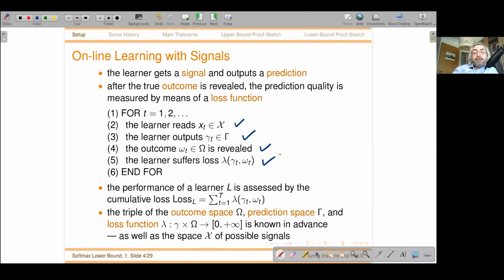And we want to perform well with respect to the cumulative loss, which is the accumulated sum of losses. And in this framework, there are important parameters that need to be specified: the outcome space, what outcomes can happen, what the prediction space is, what predictions we are allowed to make, and the loss function, so how the quality is measured. So this is what I will look into now.